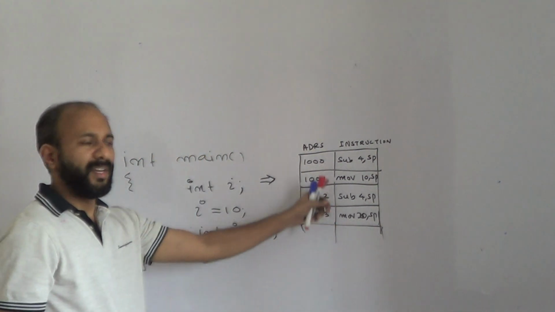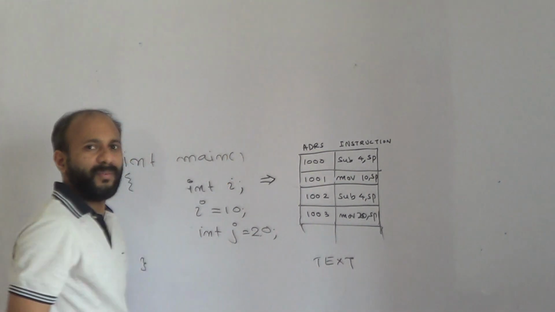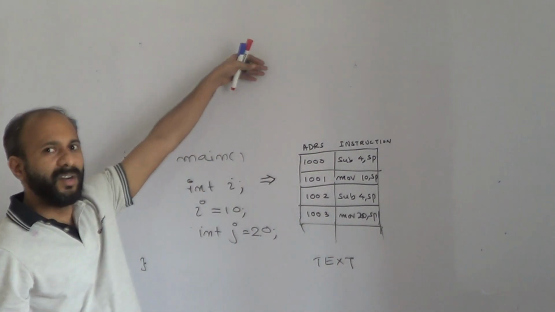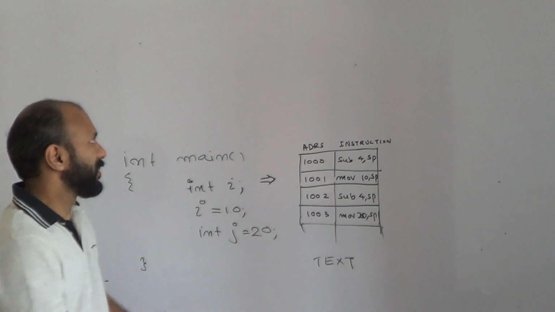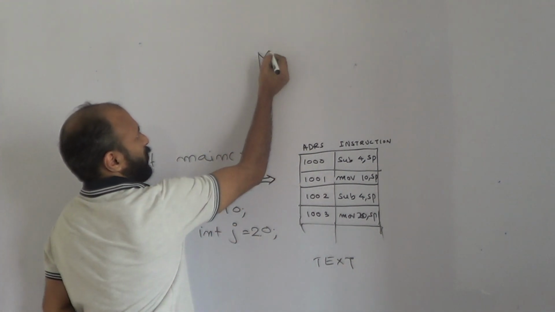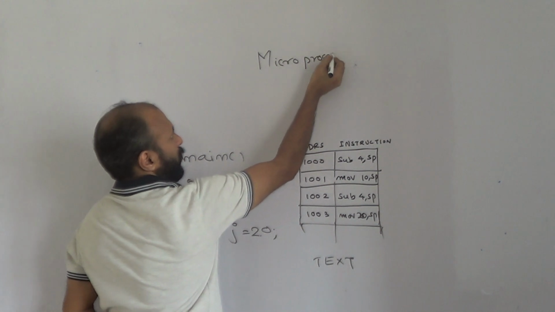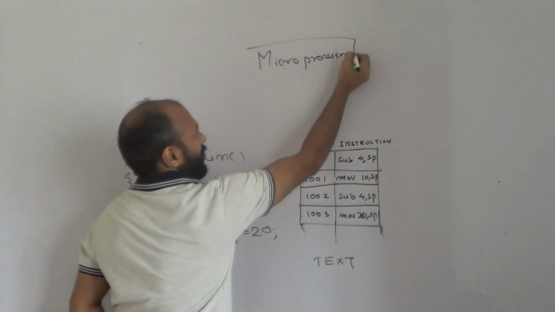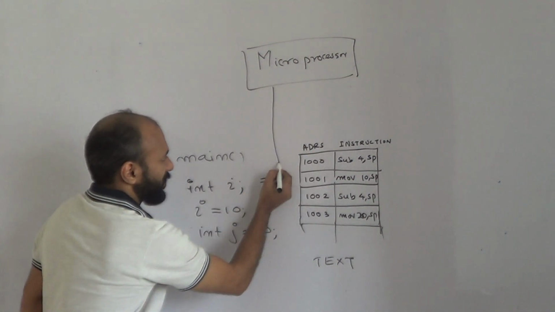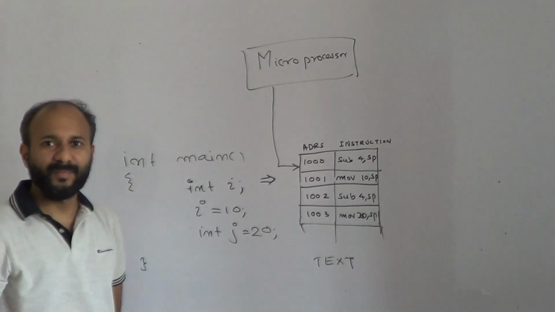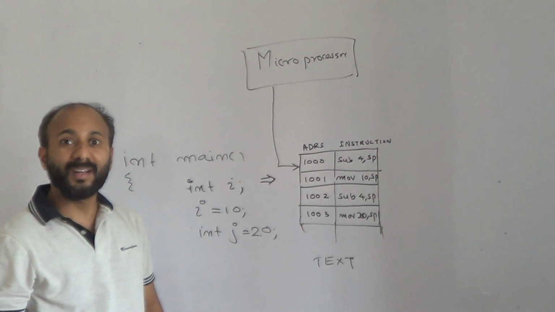This is available inside the text memory segment. Now the processor will start reading one by one. This is our microprocessor. These are the instructions to the microprocessor. The processor will start reading these instructions one by one. There is one more special purpose register. Its name is program counter.